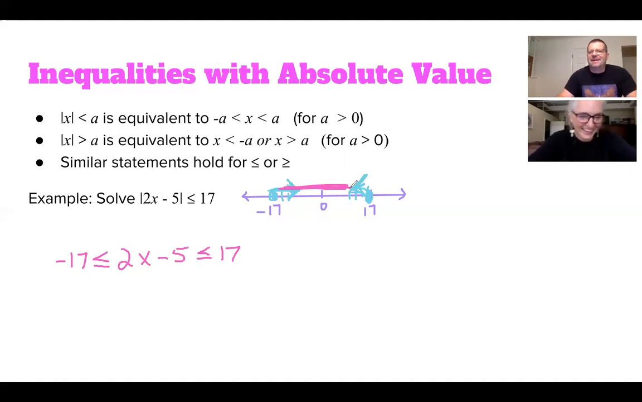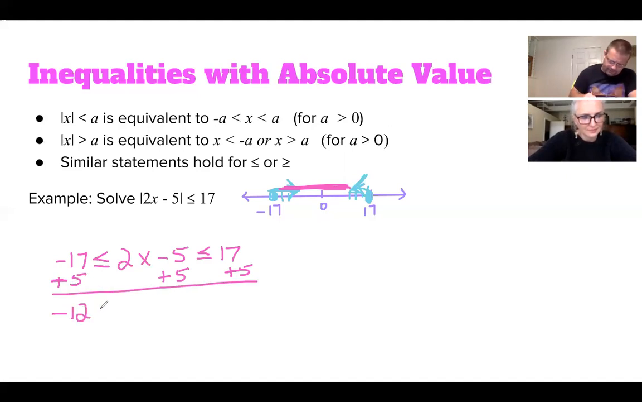Shut up. We have solved inequalities like this before, back in, I think, chapter 1. So now we just do whatever we do, but do it to all three parts. I want to get rid of the 5, so I'm going to add 5 to all three parts of my inequality. And then I'm going to have to divide by 2. So I'll get negative 12 is less than or equal to 2x less than or equal to 22. And when I divide everything by 2, I'm going to get negative 6 is less than or equal to x less than or equal to 11.